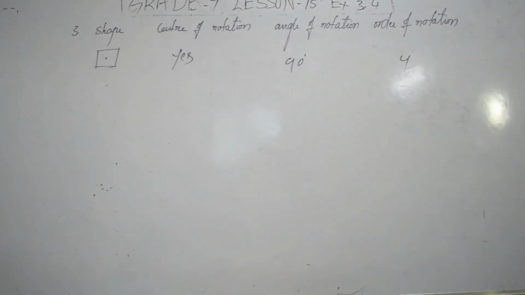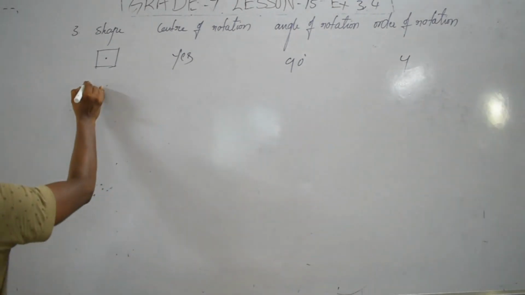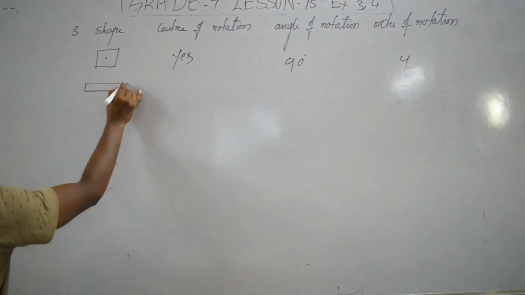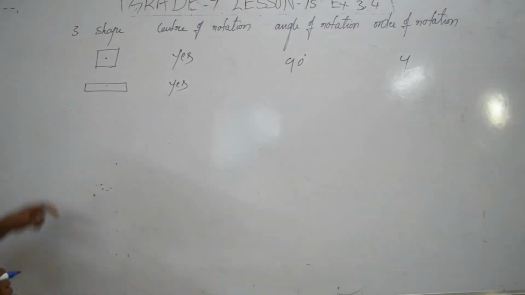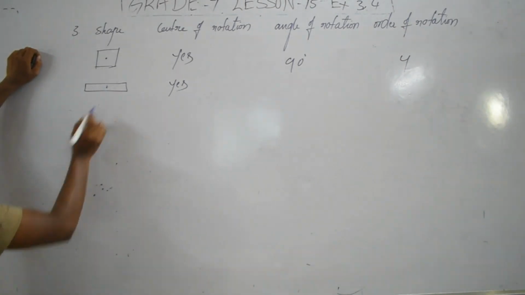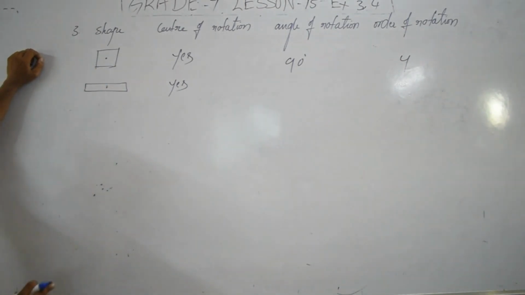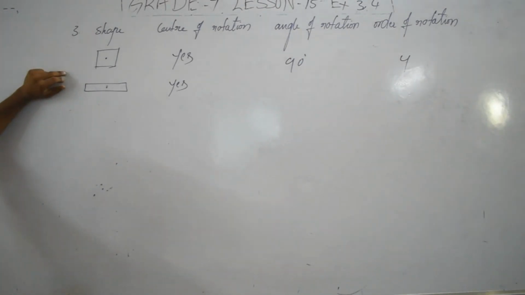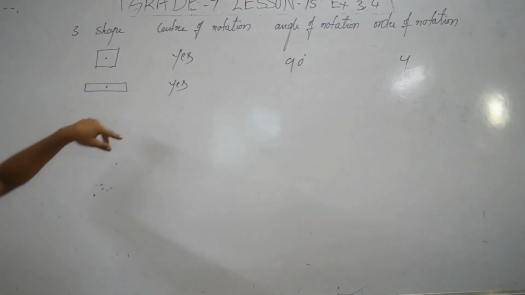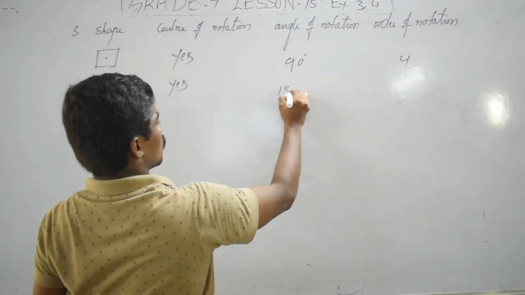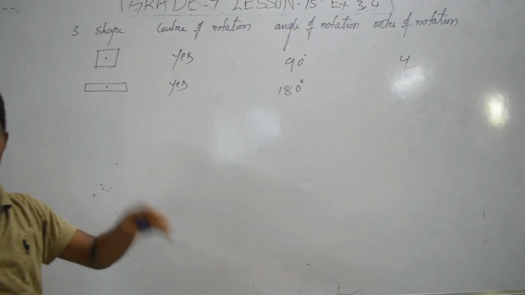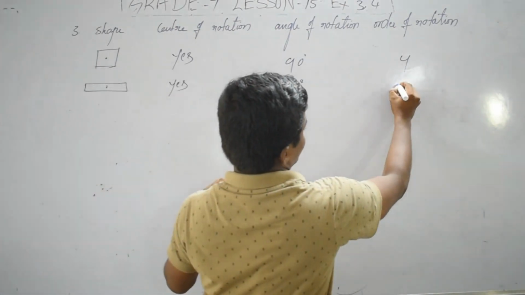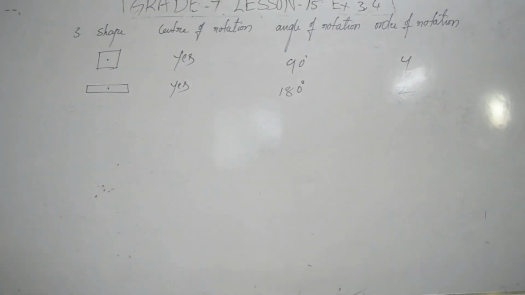Next one, rectangle. Center of the rotation, yes. So here, this is the center of the rotation. With a 90 degree turn, it does not look the same. We have turned 180 degrees. So now it looks the same. How many times 180? 2 times 180 is 360. So 2 times. The order of the rotation of a rectangle is 2.